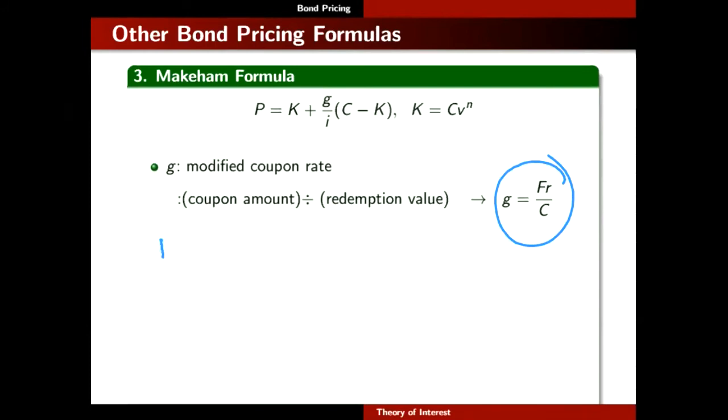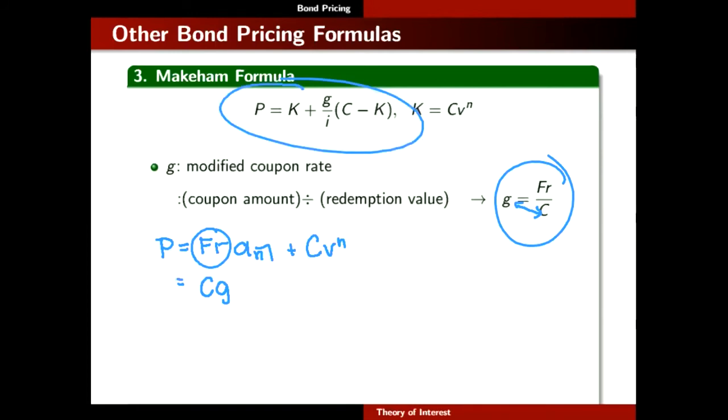Ganun pa rin. We recall the basic formula. And then, we may replace FR by C times G. Ito, oh. So, this is C times G. Tapos, if you notice again, wala naman tong A angle N. So, I'm going to replace A angle N by 1 minus V to the N all over I. And then, don't forget the C V to the N. So, I think replacing C V to the N by K, we have this Makeham formula ready.